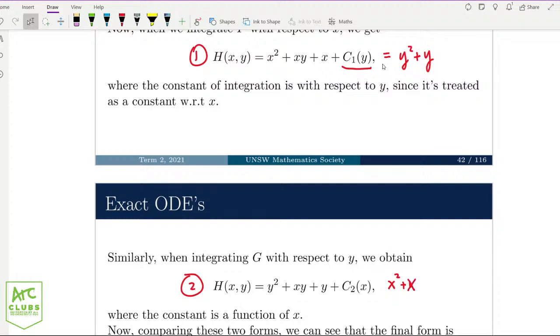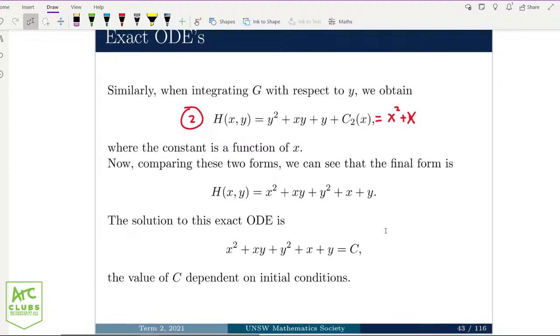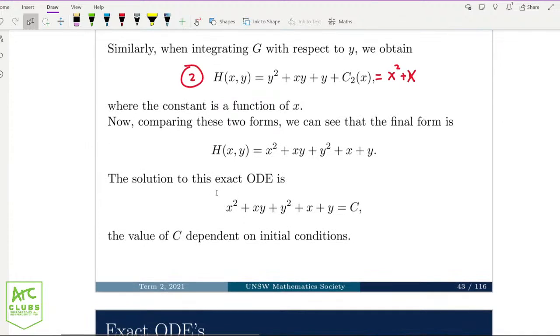So that suggests to us this particular constant is probably in this particular form. So now if we combine these two expressions, what we actually end up with is our complete solution of h. Yeah, so we have both x squared and y squared, or we have both x and y. So this is actually the solution to our exact ODE.